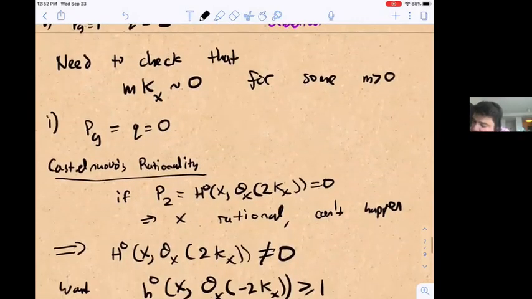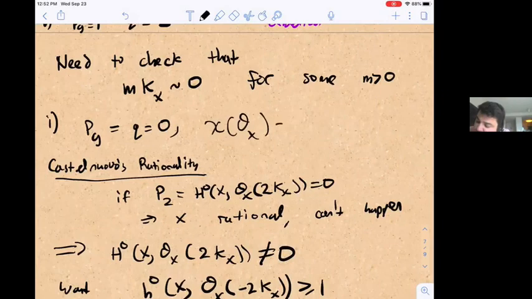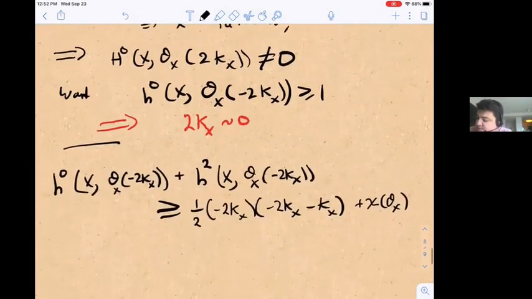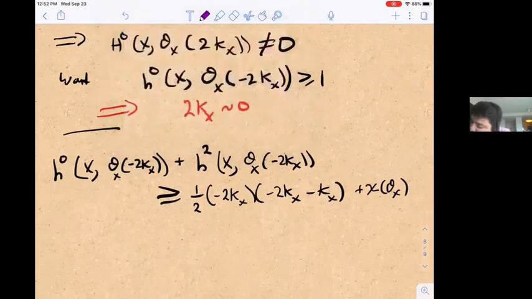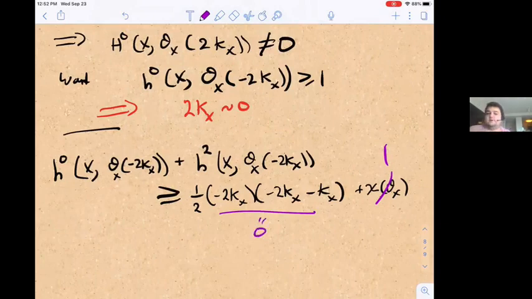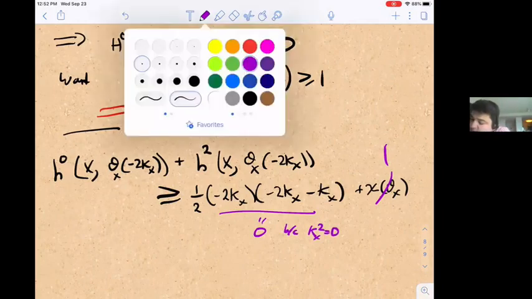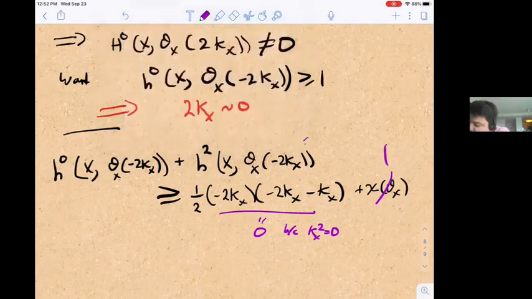And I should have written here, what's the Euler characteristic in this case? Well, the Euler characteristic in this case is 1. So in each of these cases, we also care about what the actual Euler characteristic is because of these Riemann-Roch computations. So if we plug in, this is 1. This term is 0 because K squared is 0. And this term here is the same as h0 of O_X(3K_X), which is less than or equal to 1.